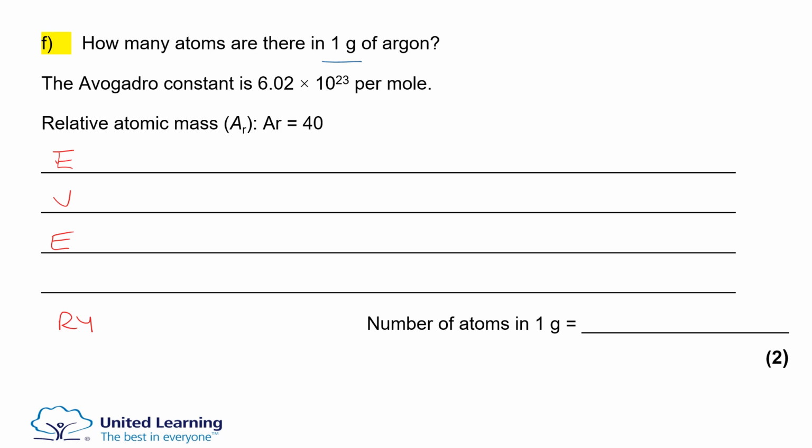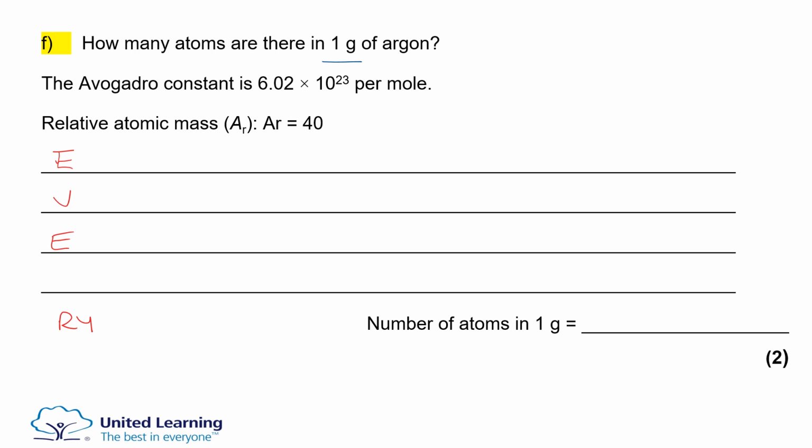Hello everyone, this session focuses on some of the types of calculations that crop up on paper 1. The first question is using Avogadro's constant to calculate the number of atoms in 1 gram of argon.